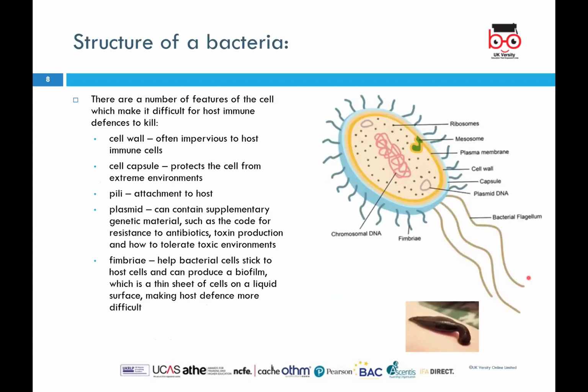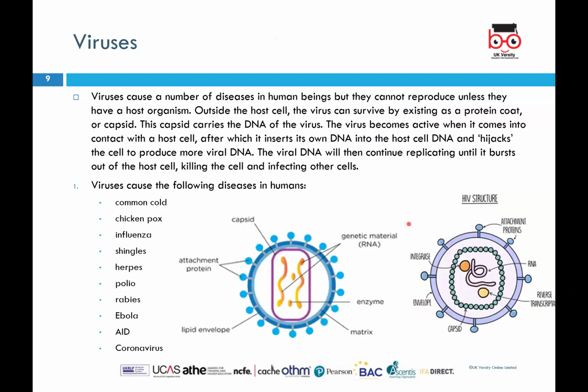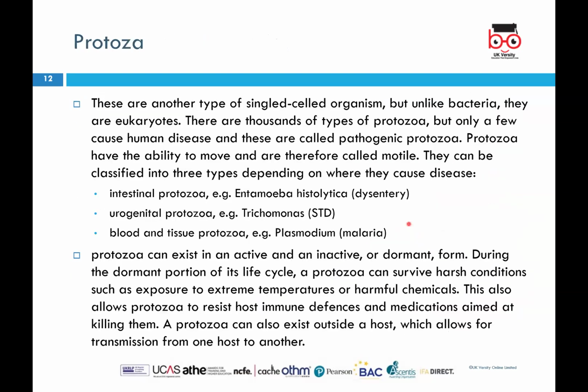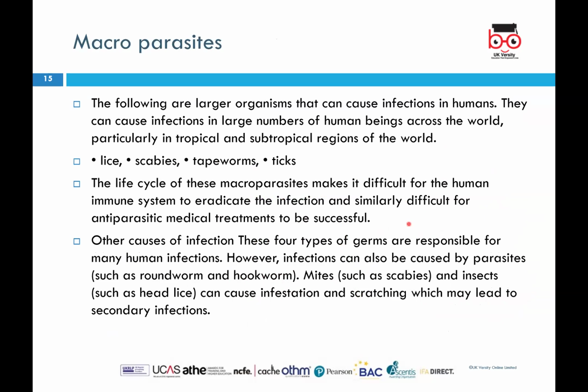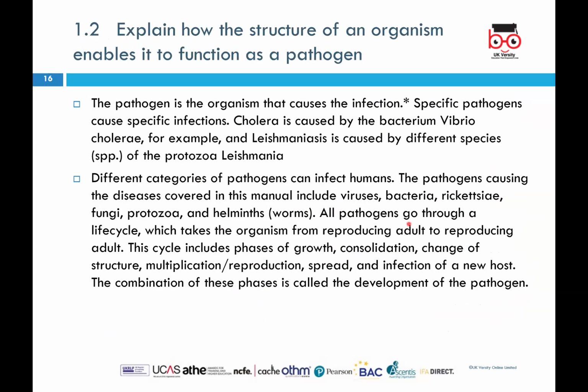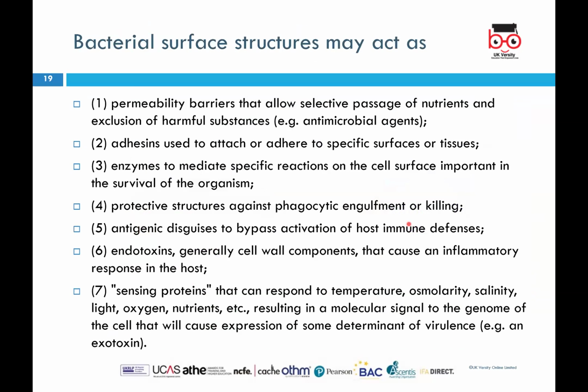Even some bacteria have fimbria. We had talked about fimbria that are there to attach or stick to the host cell. This is to make them infect the organism even more strongly. If they're attached to the host where they're living, they can be even more lethal. These are known as adhesins. They're enzymes to mediate specific reactions on the cell surface that are important in the survival of the organism.